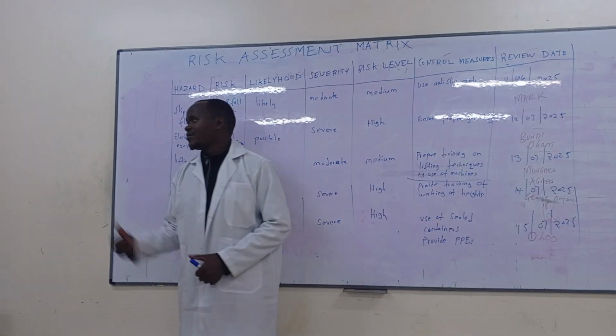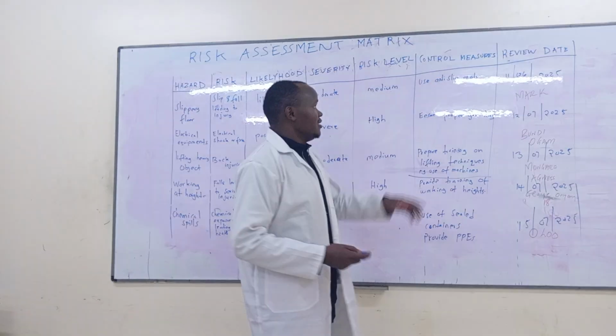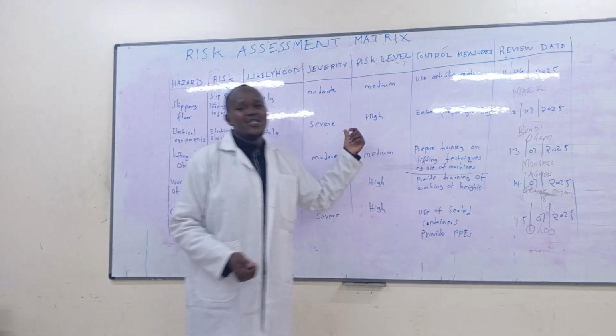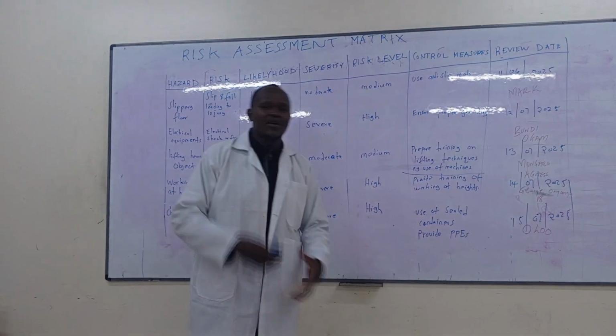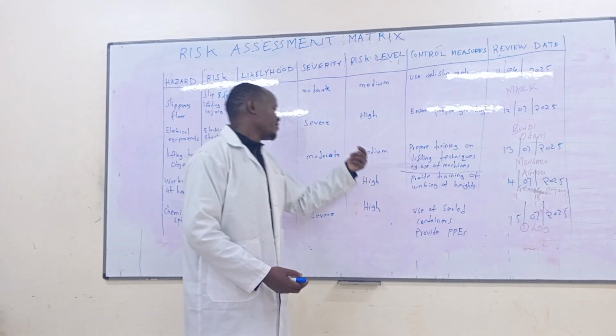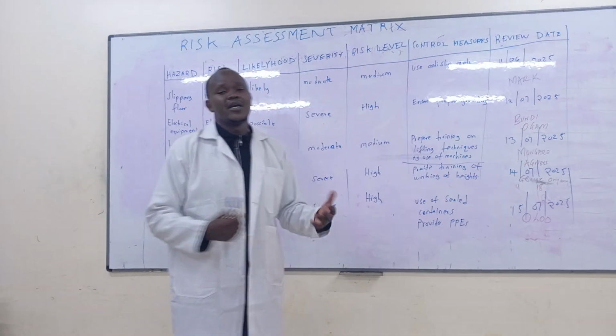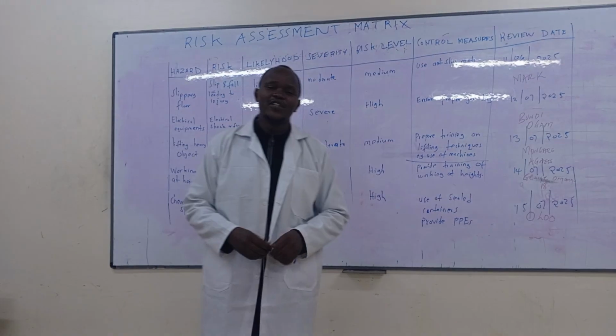So I think that marks the end of me leading you through the risk assessment matrix. The application of this is in an industry or an institution. When you have this, you are going to control and reduce the potential of risks and hazards that are going to happen. Thank you for listening to me.